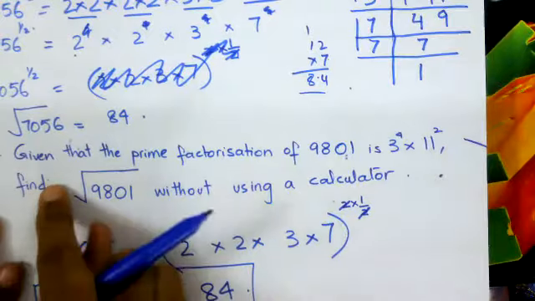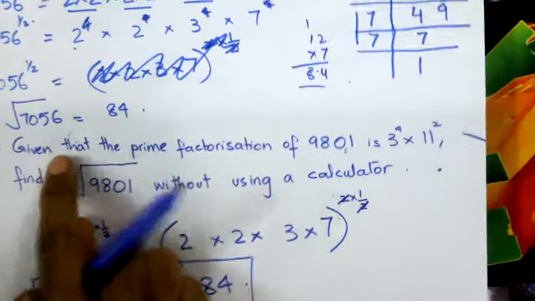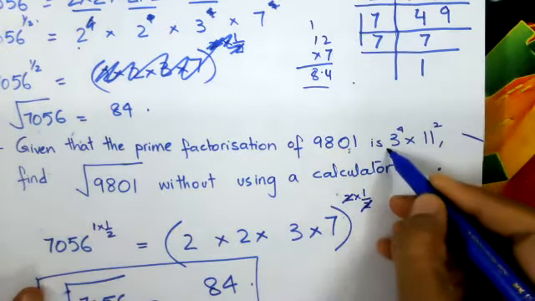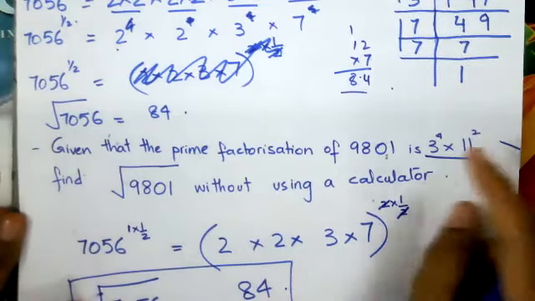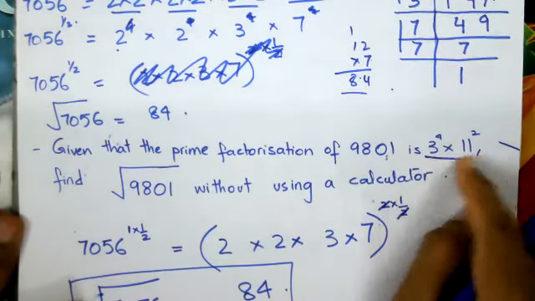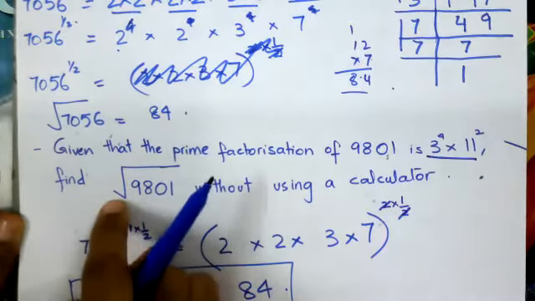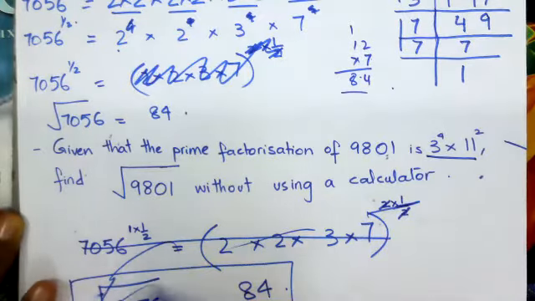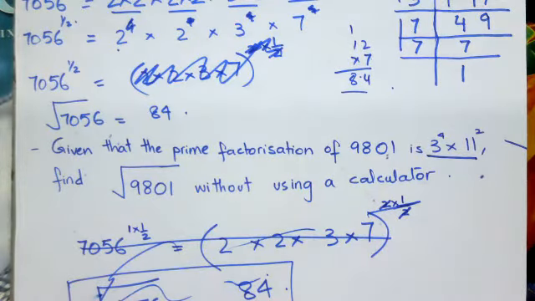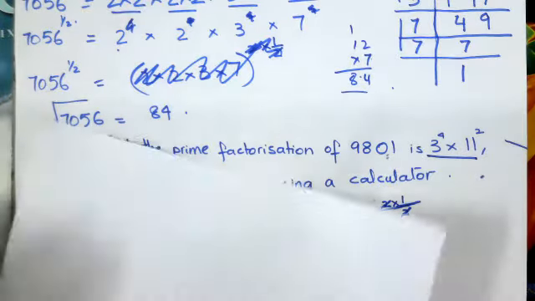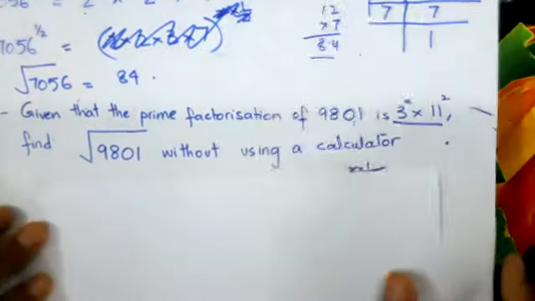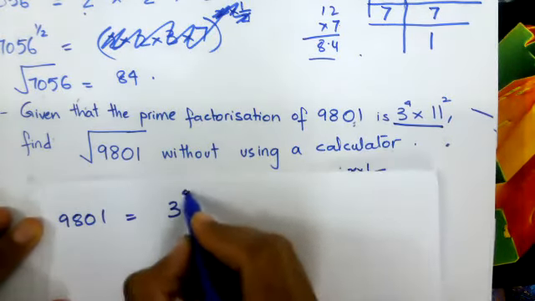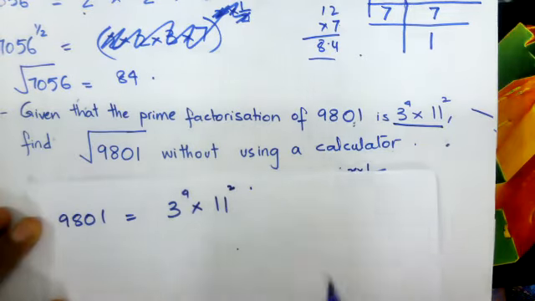Okay, now let's do this last question. Given that the prime factorization of 9801 is this, they have already done the factorization for you, and they have also written the factors in index notation form here. Find the square root of 9801 without using a calculator. Let me use a fresh piece of paper for this. The factors are 3 to the power 4 into 11 squared.